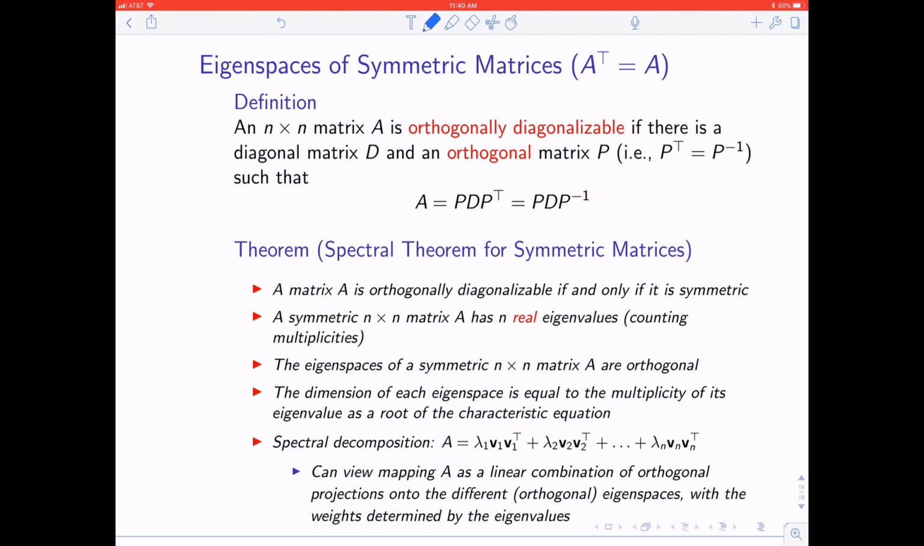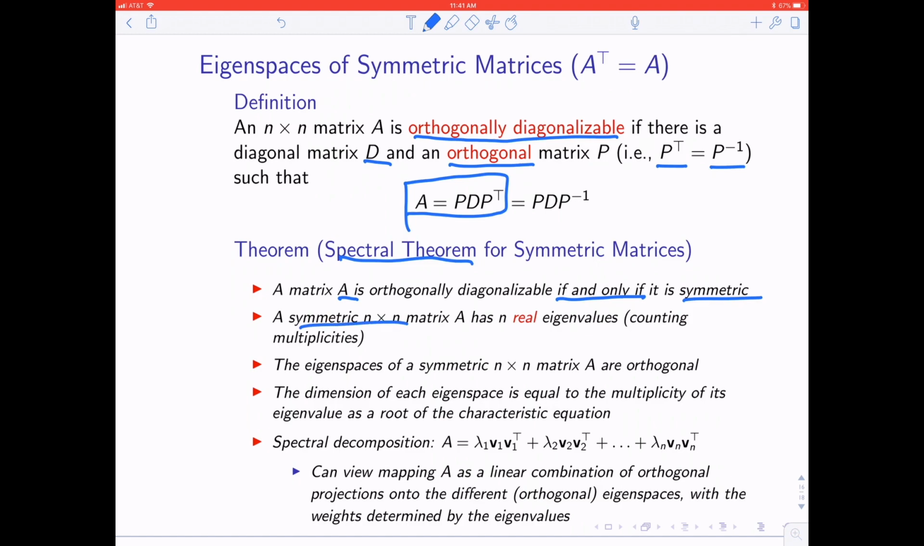There's a related idea called orthogonally diagonalizable, and that's the case if there's a diagonal matrix D and an orthogonal matrix P, such that you can decompose the matrix A this way. What it means for a matrix to be orthogonal is that its transpose is the same as its inverse, which is a really cool thing. And there's this theorem called the spectral theorem for symmetric matrices, and if and only if statements in math are really awesome. So it's that the matrix A is orthogonally diagonalizable if and only if A is symmetric.